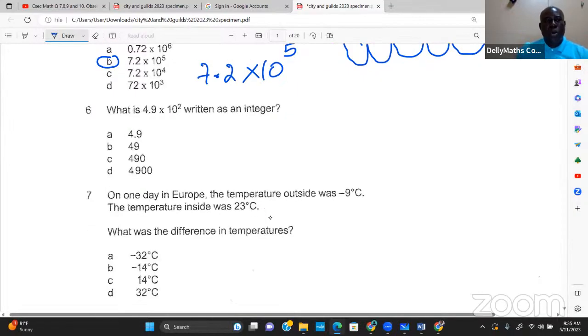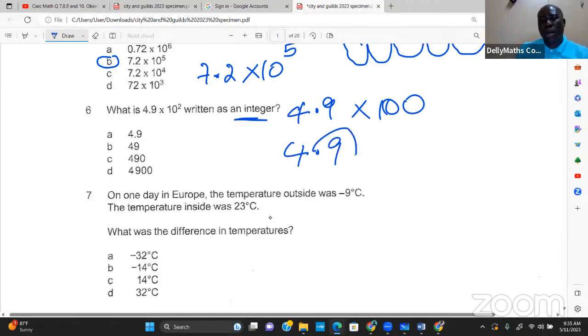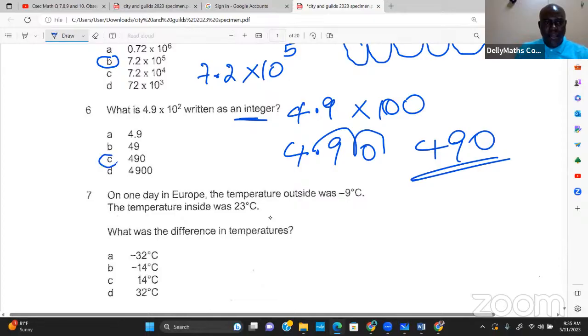Next question. What is 4.9 times 10 squared as an integer? Basically, 10 squared becomes 100. And so we're moving the decimal point 2 places to the right, 1, 2. So we're going to have 490 as our final answer right there.